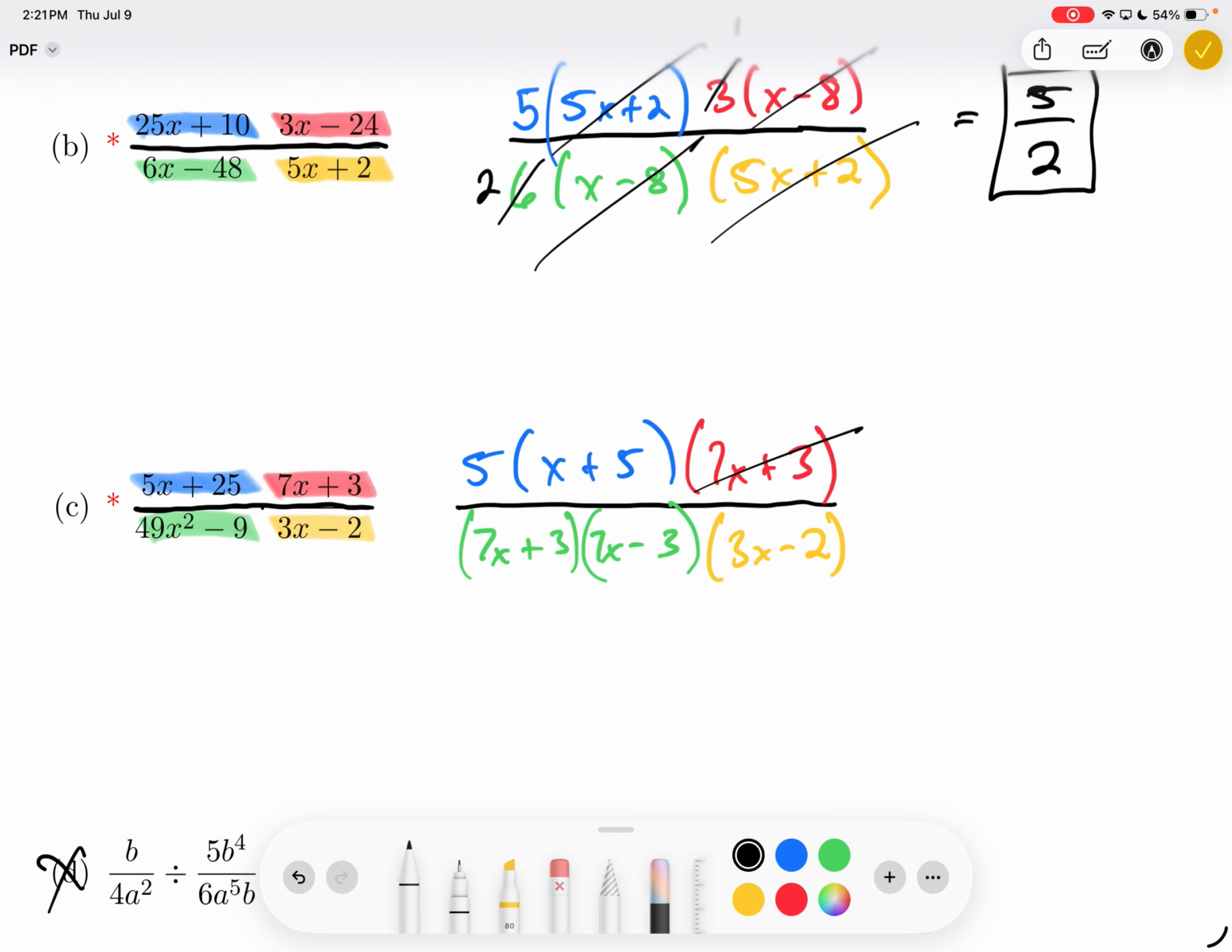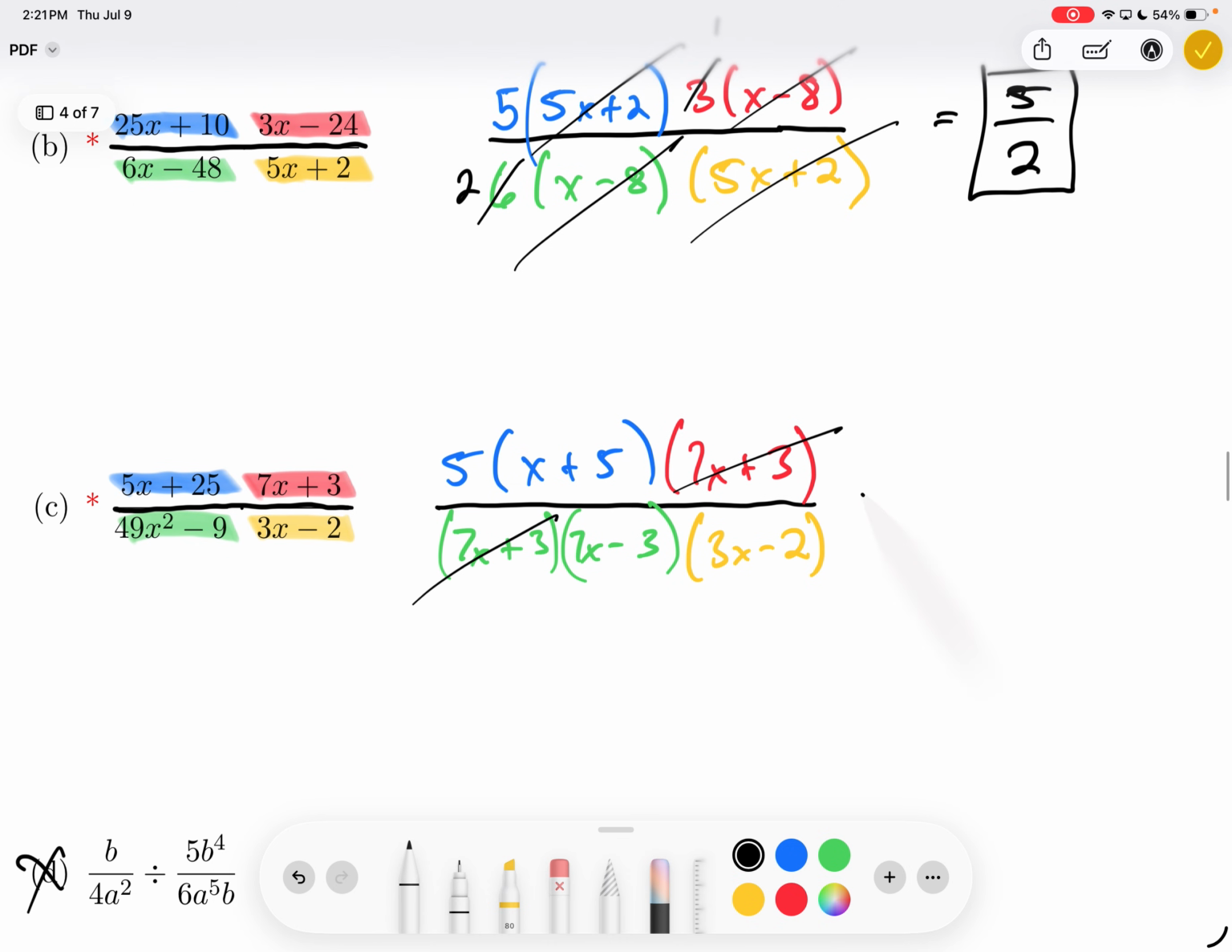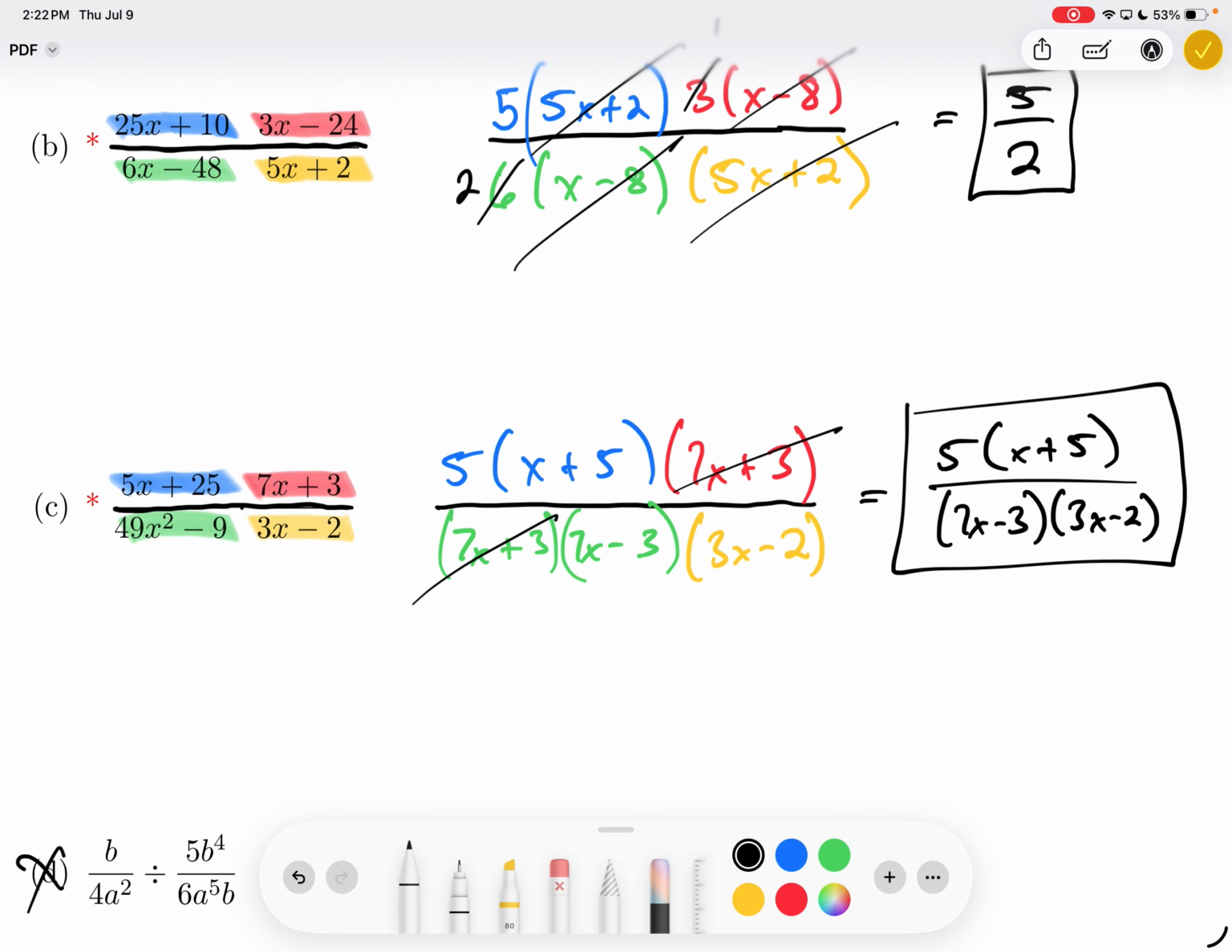So on this one, there's only 2 things you can cross out. So I have 5 times x plus 5 over 7x minus 3, 3x minus 2. So for the simplification, you got to simplify the upper left, the upper right, the bottom left, the bottom right, and then start crossing stuff out.